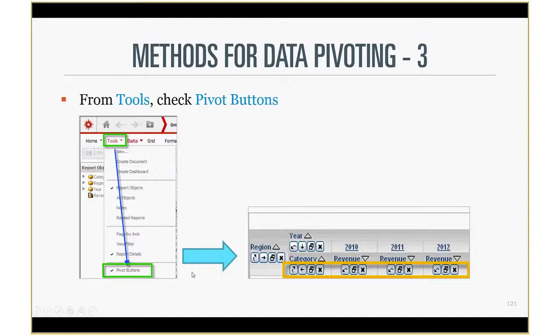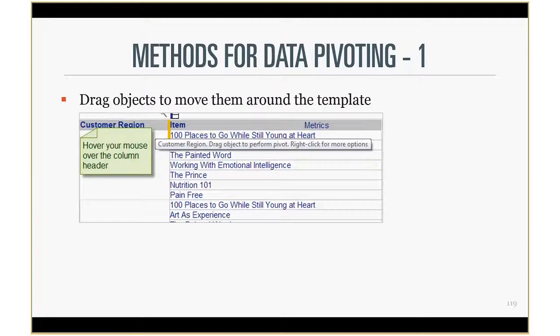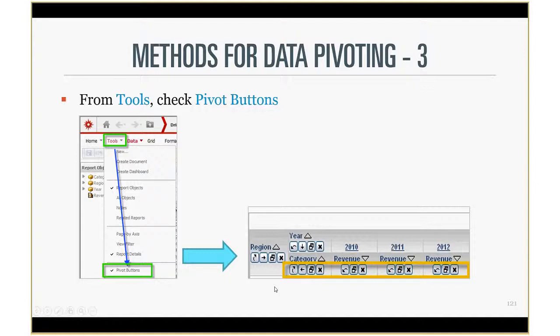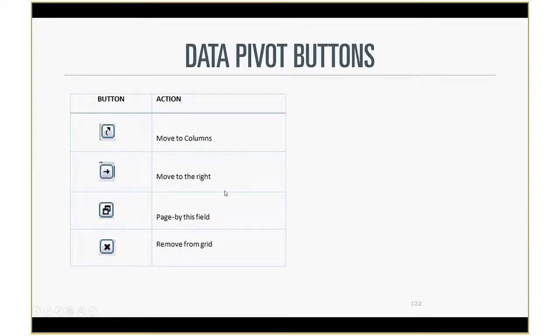So what pivot buttons does is, below every attribute header and even metric header, it enables the pivot buttons. We'll see in a bit what each of these buttons does. So previously, if your headers were like this, it gives you, I would say, mini icons below each header so that you can perform pivoting actions. So this, for example, moves it to columns. This is moved to right. You can page by this field, or you can remove from a grid. It's just a shortcut way of doing things. So this also gives you the ability to page by. So instead of doing that explicit page by, if you enable the pivot buttons, you can do things faster.